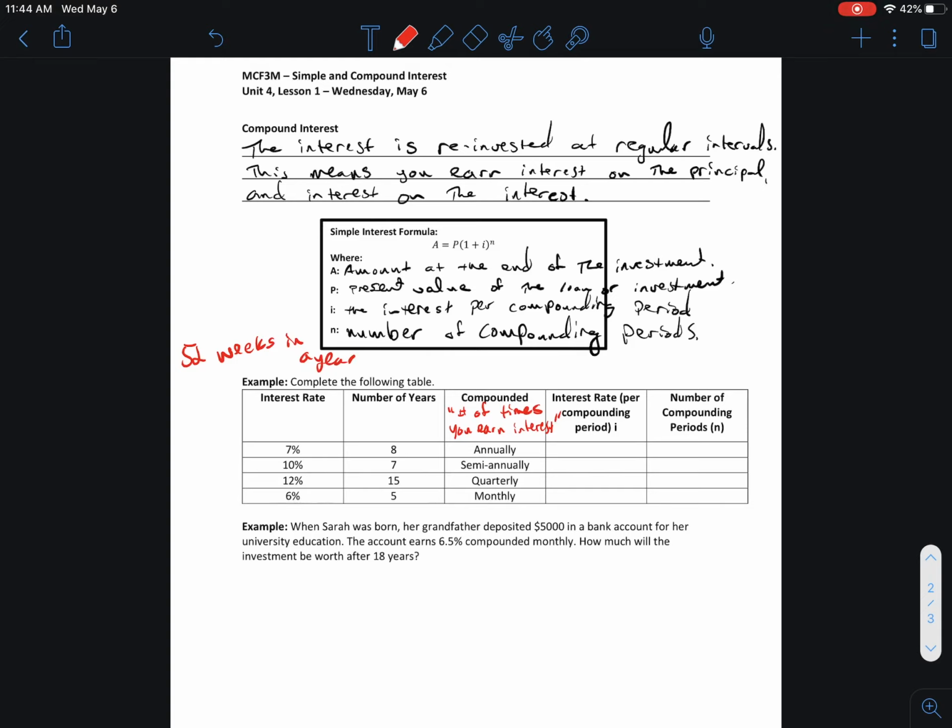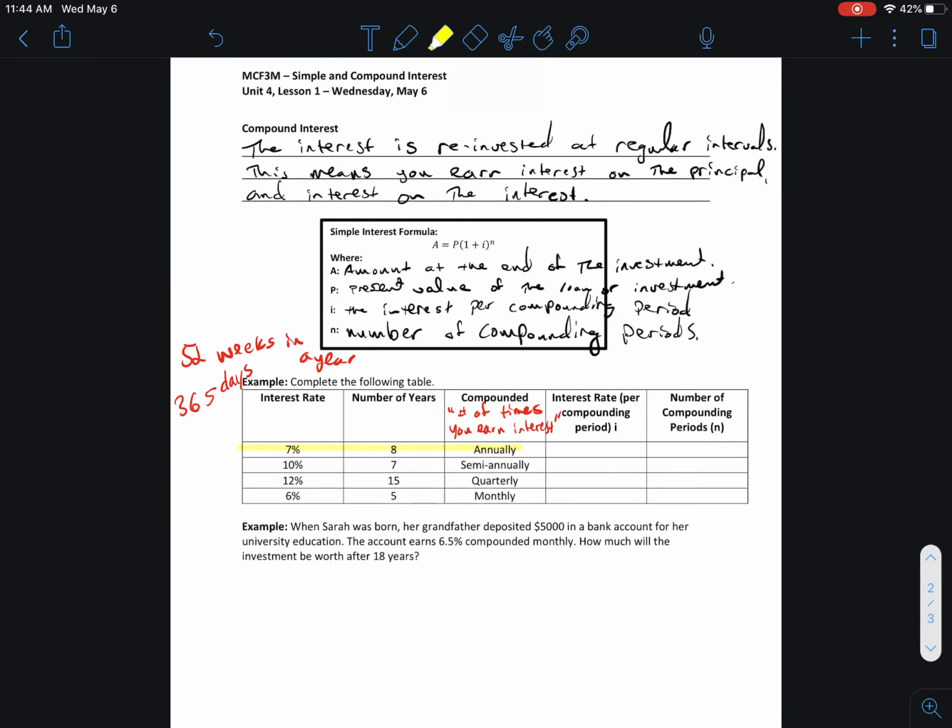Okay, and some other notable things that you have to know for this is that there are 52 weeks in a year, and 365 days. Right, and obviously 12 months in a year. Okay, so you just got to know a few little basic things here. Okay, so let's take a look at the first one.